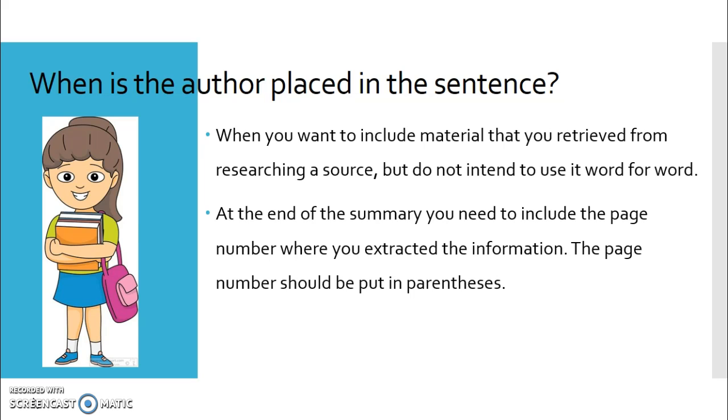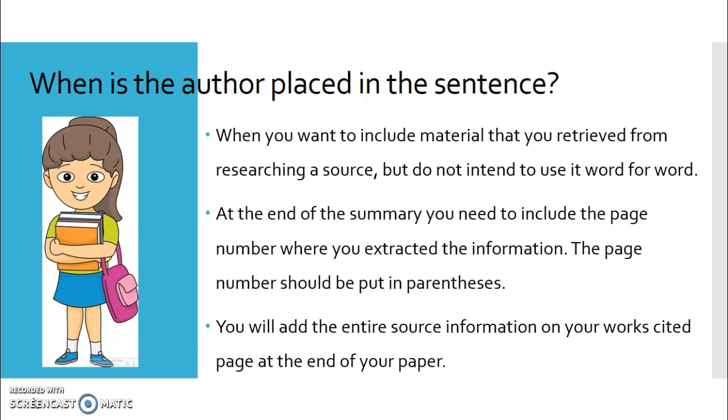At the end of the summary or paraphrase, you need to include the page number where you extracted the information. The page number should be put in parentheses. If the information came from an electronic print source that does not have page numbers, then you can put the author's last name in the parentheses. So you're still giving the author or the source credit by putting these parenthetical citations. You will add the entire source information on your works cited page at the end of the paper. And I feel as if this is one of the most important things because you are citing that you used this resource to help you in the formulation of any of your thoughts or arguments.